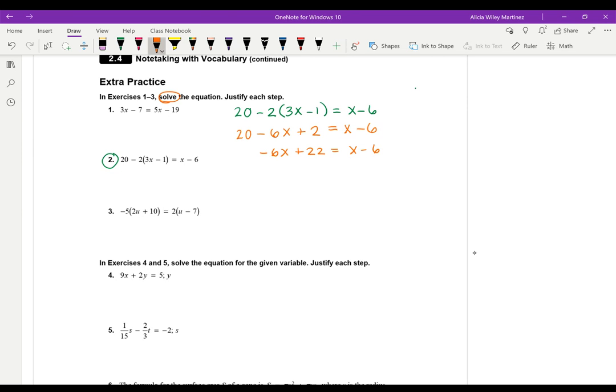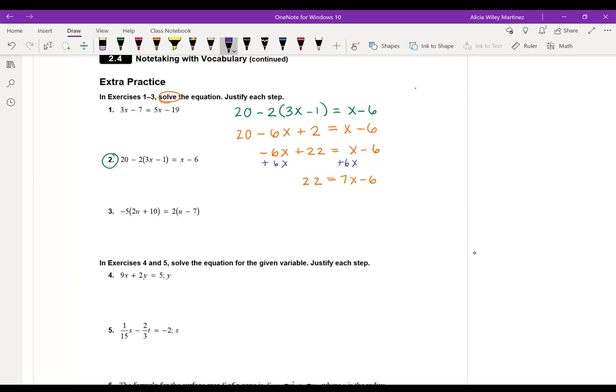From there, my goal is to get variable terms on one side and numbers on the other. So I'm going to move the x terms to the right, and I'm going to do that by adding 6x on both sides. This isn't really a step, this is just some work that you might do in your head. I'll keep the steps in orange. So that gives me 22 equals 7x minus 6.